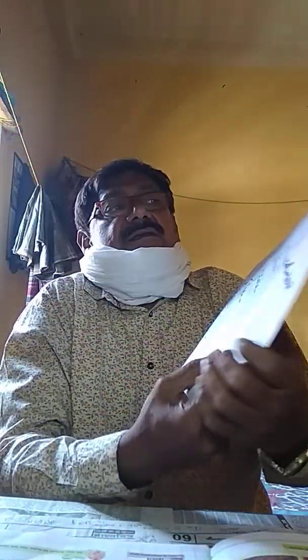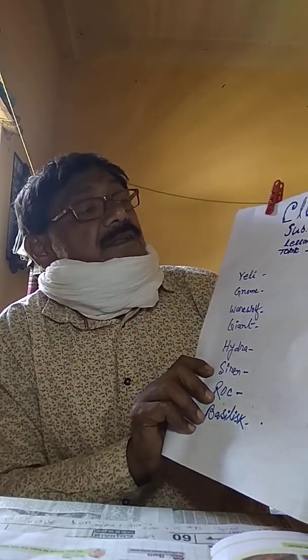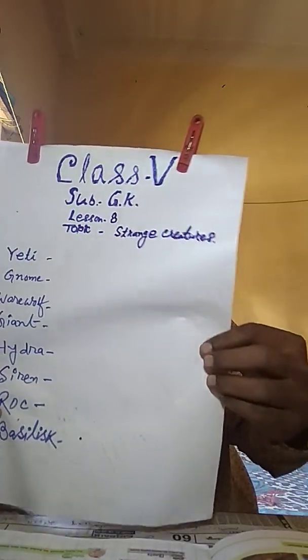In my last class I taught you up to lesson number 7, Indian history. And now today I am teaching you lesson number 8. What is the name of this lesson? Strange creatures. Lesson number 8. Now you open at page number 30.